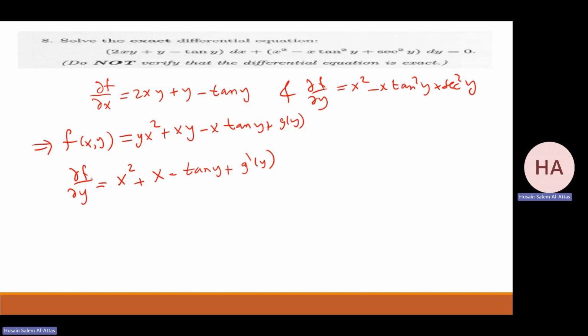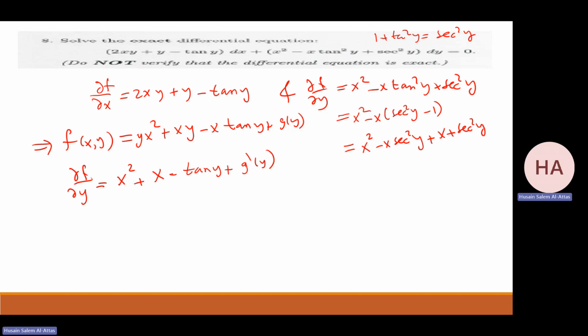Partial m is x squared minus x tan square y plus secant square y. Okay, let me just deal with this one a little bit. That will be x squared minus x. I know 1 plus tan square is equal to secant square y. So tan square y is what? Secant square y minus 1. So it will be x squared minus x secant square y plus x plus secant square y.